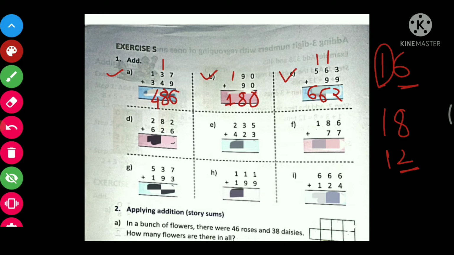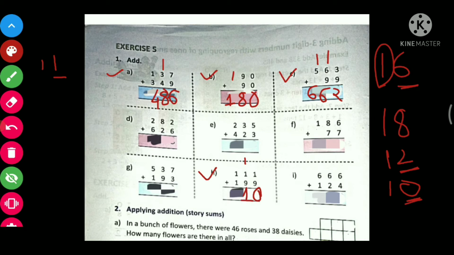Okay, now let's see this H part. Okay, so see, the ones place 1 and 9 is there. So 1 plus 9, it will be how much? 1 plus 9, 10, right? So we'll write this 0 here and we'll give 1 to the tens place. Now 1 plus 1, it will be 2. 2 plus 9, it will be how much? 11, right?